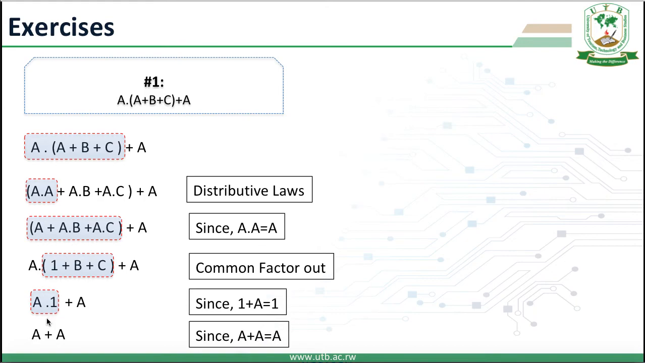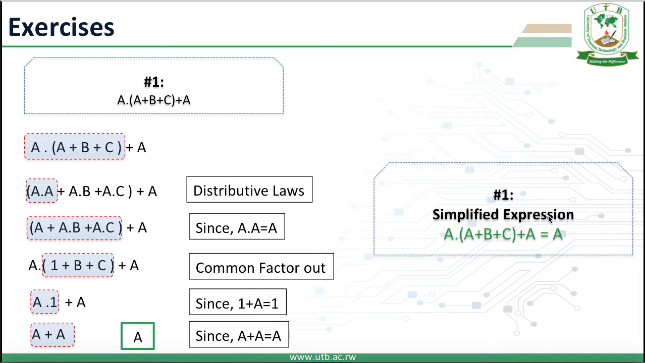Okay, so now it is a plus a, and we can say a plus a equal to a. So this is the simplified Boolean expression of this given complex Boolean expression. Hence we can say the simplified Boolean expression equals a. So this expression can be rewritten as only a after simplification.